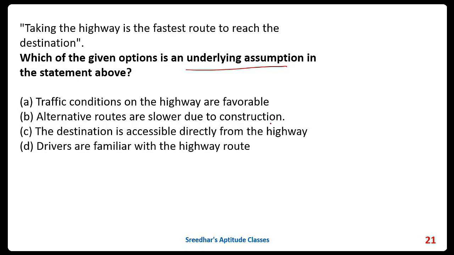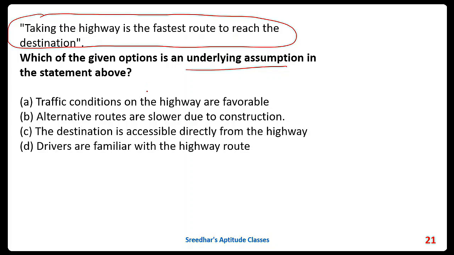Okay, so the question statement is: taking the highway is the fastest route to reach the destination. In this statement, what is the underlying assumption? That means the hidden part which is considered to be true. First, traffic conditions on the highway are favorable. It's not about assumption. Alternative routes are slower due to construction. There is no point about it. This is not the assumption of the author.